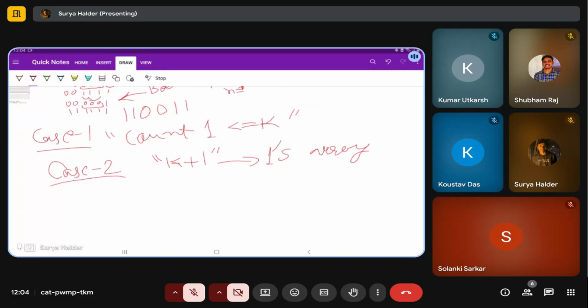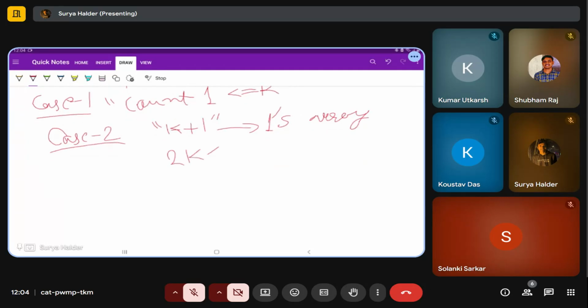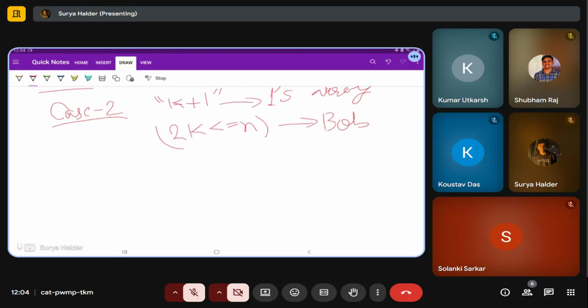After that, I am telling that if 2 into k is less than or equal to n, then Bob will always win. But why? If 2 into k is less than or equal to n, then after that I will get one remaining and some length of string. If you go through the example, you can observe that in this length of string you will at least get k contiguous elements which you can convert to 1.